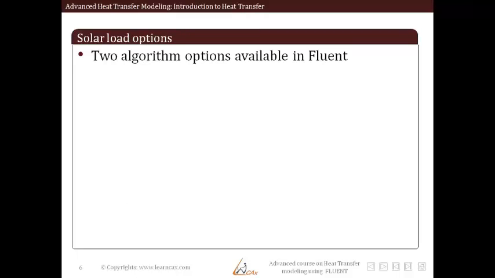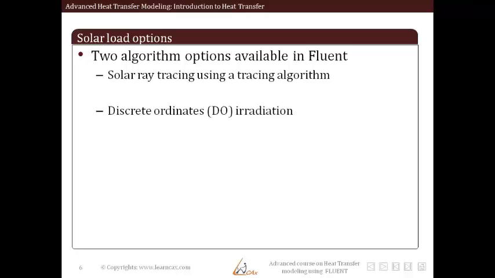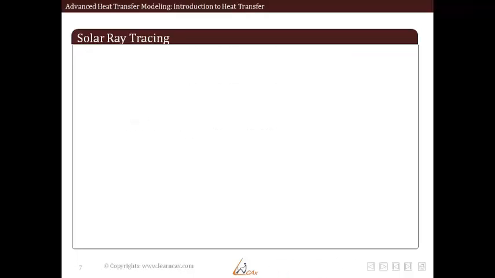There are two algorithms in Fluent that are considered for solar load modeling. One is the solar ray tracing algorithm, and the other is the discrete ordinates (DO) radiation model. In the DO radiation model, solar load is applied directly into the DO model.